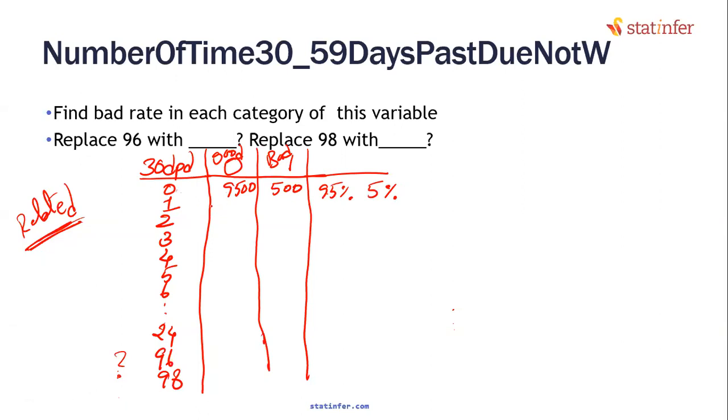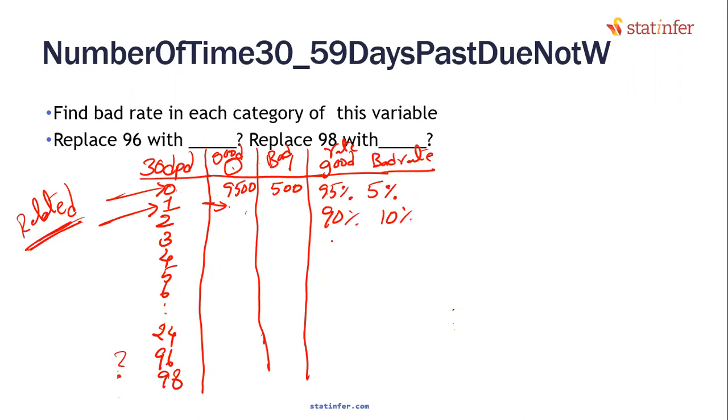What about this one? Again, I will find out the percentages. When the 30 DPD is 1, out of them, how many are zeros, how many are ones? In fact, these are good, this is good rate, this is bad rate. What is the bad rate in bucket 0? What is the bad rate in bucket 1? Let's say bad rate in bucket 1 is 10%.